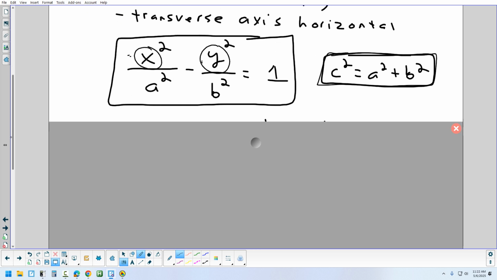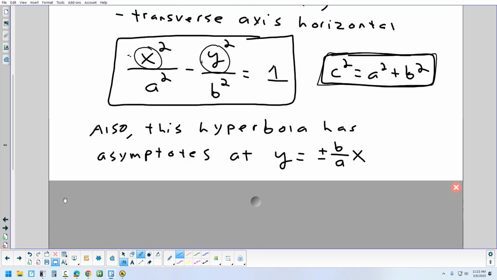There's one more thing I need to tell you about hyperbolas. What is the equation of the asymptotes? To find the asymptotes, you do not have to do any additional work. You use the information you already have. When your hyperbola is at the center, the asymptote goes through the origin. So there's no y-intercept. The y-intercept is 0.